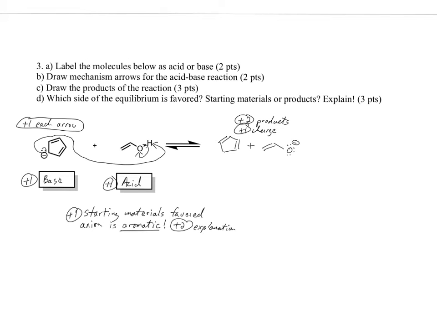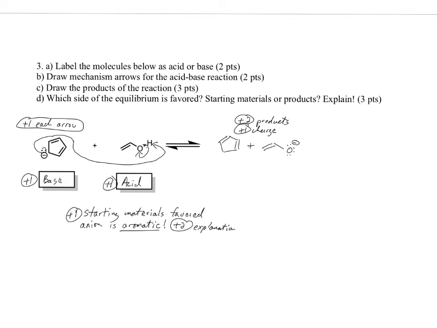All right, so we continue on that acid-base trend. Label these below as acid or base. So negative charge, that's the base. This would have to be the acid then. Draw the mechanism arrows. So lone pairs, grab the lone pairs, deprotonate the H. Get the O minus, draw the products. So correct products and make sure you have the right charge.